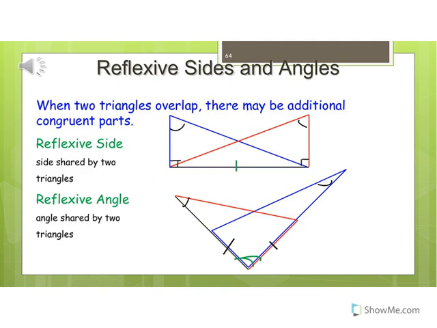Okay. And reflexive, side, and angle. When two triangles overlap, there may be additional congruent parts. Okay, so whenever you guys see two overlapping triangles, I want you guys to redraw the two triangles. So then here we have this triangle on this side and this triangle on this side. So we're given that these two angles are congruent and these two angles are congruent, right? And they share the same side. Okay, so then they are congruent by angle, angle, side.